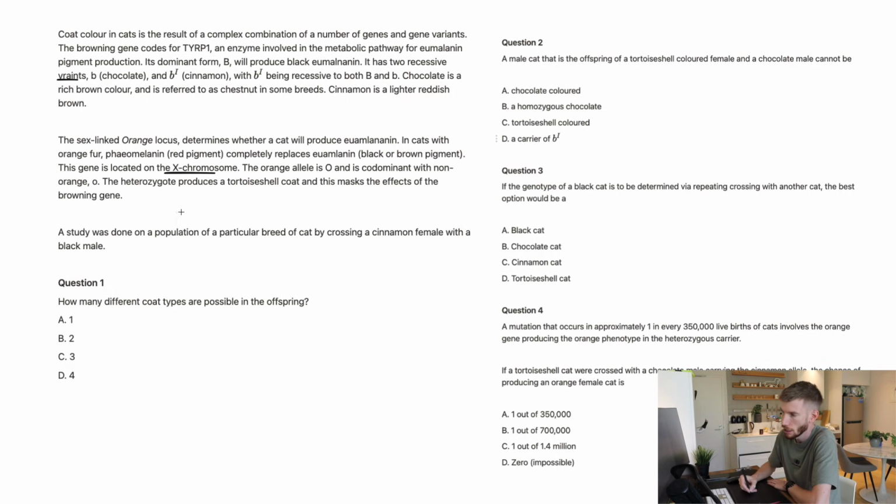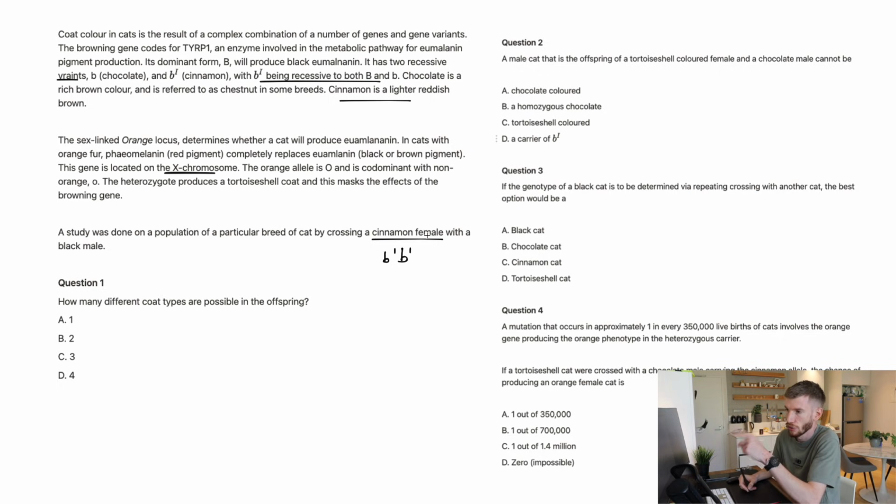1, 2, 3, or 4. So whenever you're doing these, I always kind of just look for, all right, what are the possible genotypes? And I'm going to do little mini crosses on the paper in each case. So the first thing is I look to the parents, right? So it says a particular breed of cat crossing a cinnamon female. So cinnamon was recessive to both. So if it's recessive, it means in order to have a cinnamon cat, they must be homozygous recessive. So I'm just going to do that. Now I know their genotype.